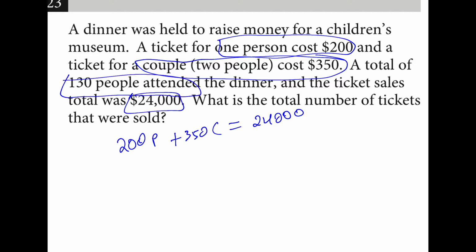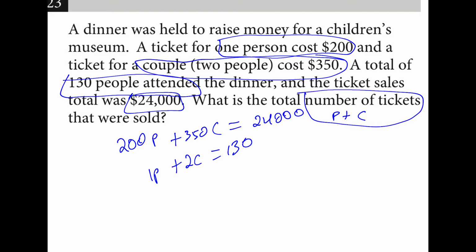So I can't just say tickets plus tickets, but I could say 1P plus 2C is equal to 130, since there's one person for every P and 2 people for every C, which is a couple's ticket. Now when they ask at the end, what is the total number of tickets, that's the same thing as P plus C. That's what they're really asking. So these two equations are very, very different.